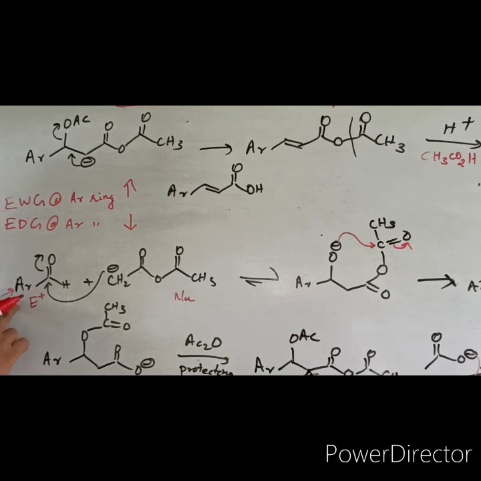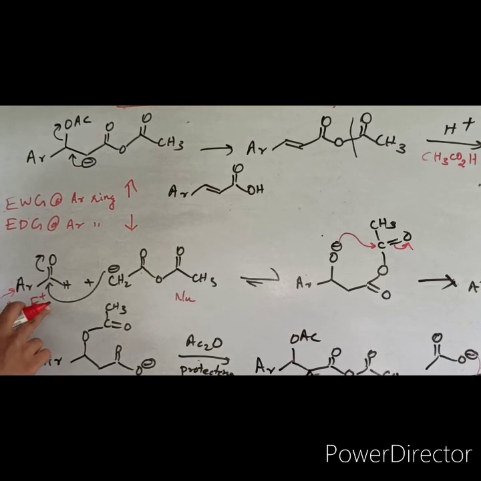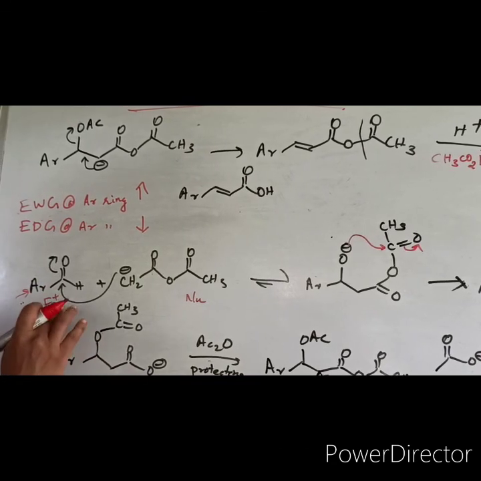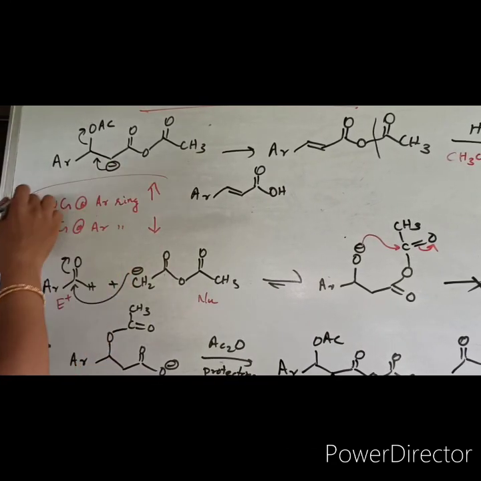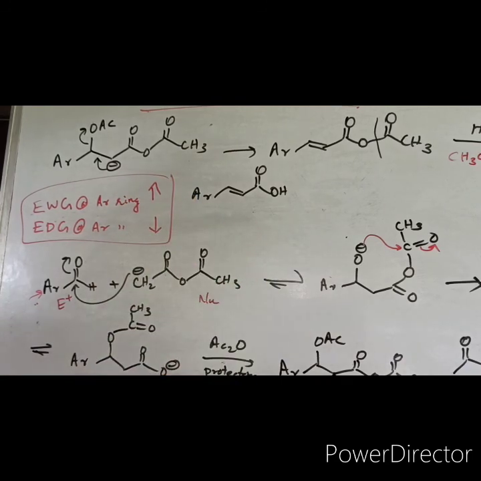So if you have an electron donating group within the ring, the electrophilicity will be somewhat less compared to the neutral one. So that's why this is happening. So that is about the Perkin reaction.